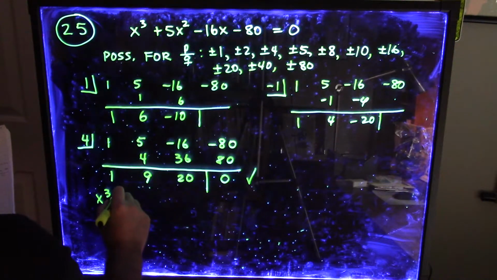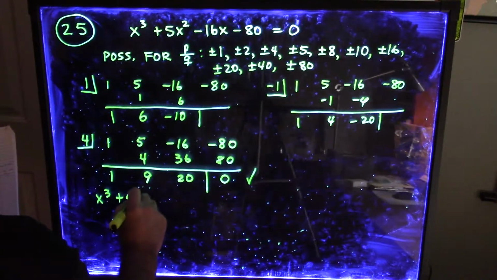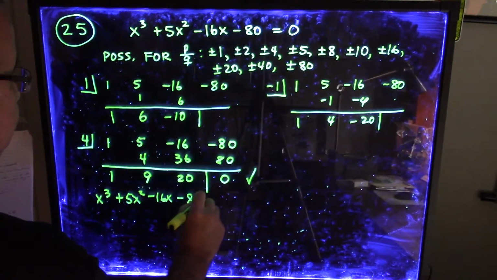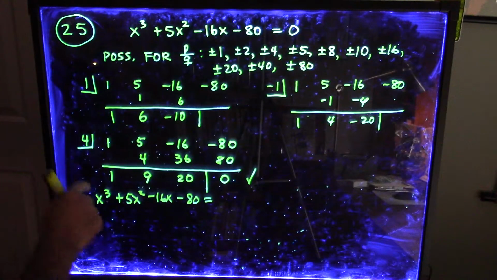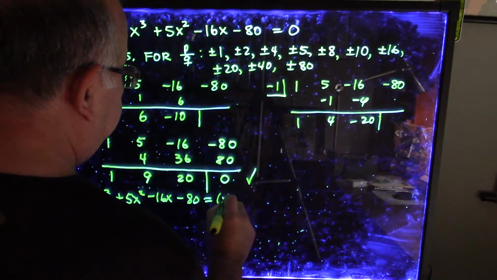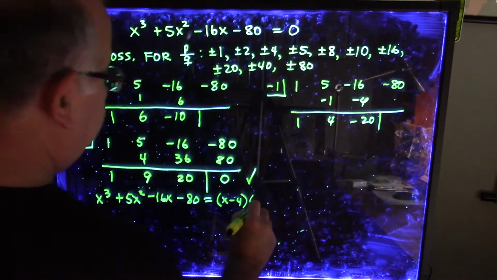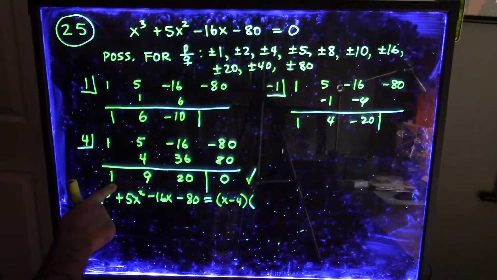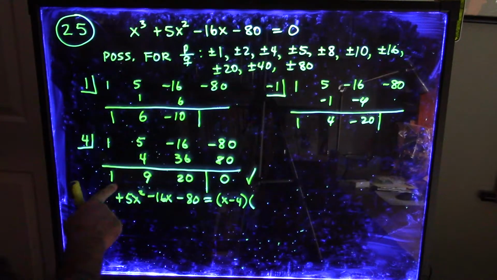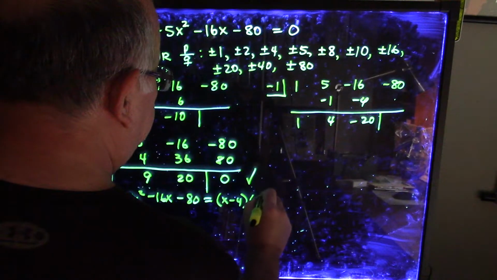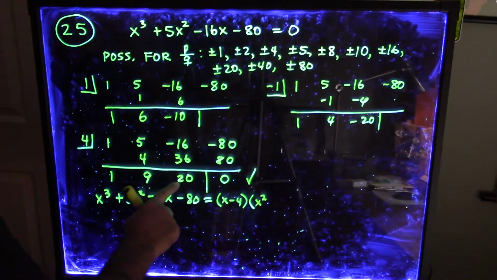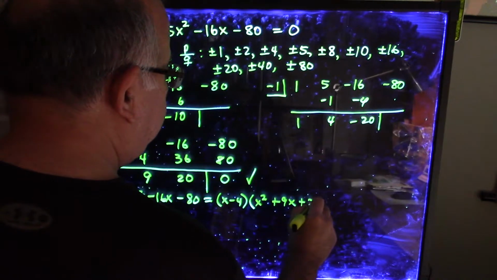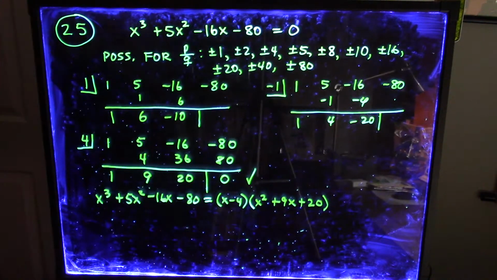x cubed plus 5x squared minus 16x minus 80 equals x minus 4 times, since the original polynomial is x cubed, this is going to be 1 degree less, 1x squared, or just x squared, plus 9x plus 20.